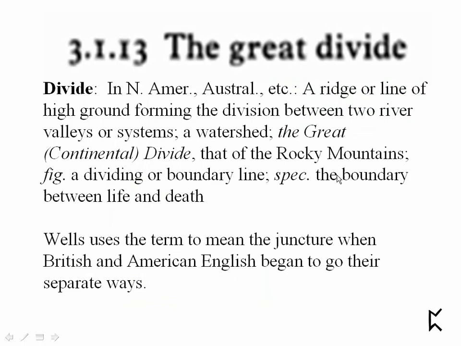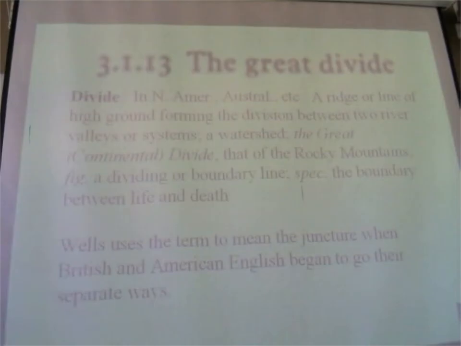Okay. And finally, this is moving on to the next place. You've got what we call the Great Divide. Wells uses the term to mean the junction where British and American English began to go their separate ways. That happened back in the 17th century. Okay, it's a nice word, divide. It means a ridge or a line of high ground forming a division between two rivers. And figuratively, we often use it to mean a boundary, particularly the boundary between life and death. The Great Divide is the boundary between life and death.